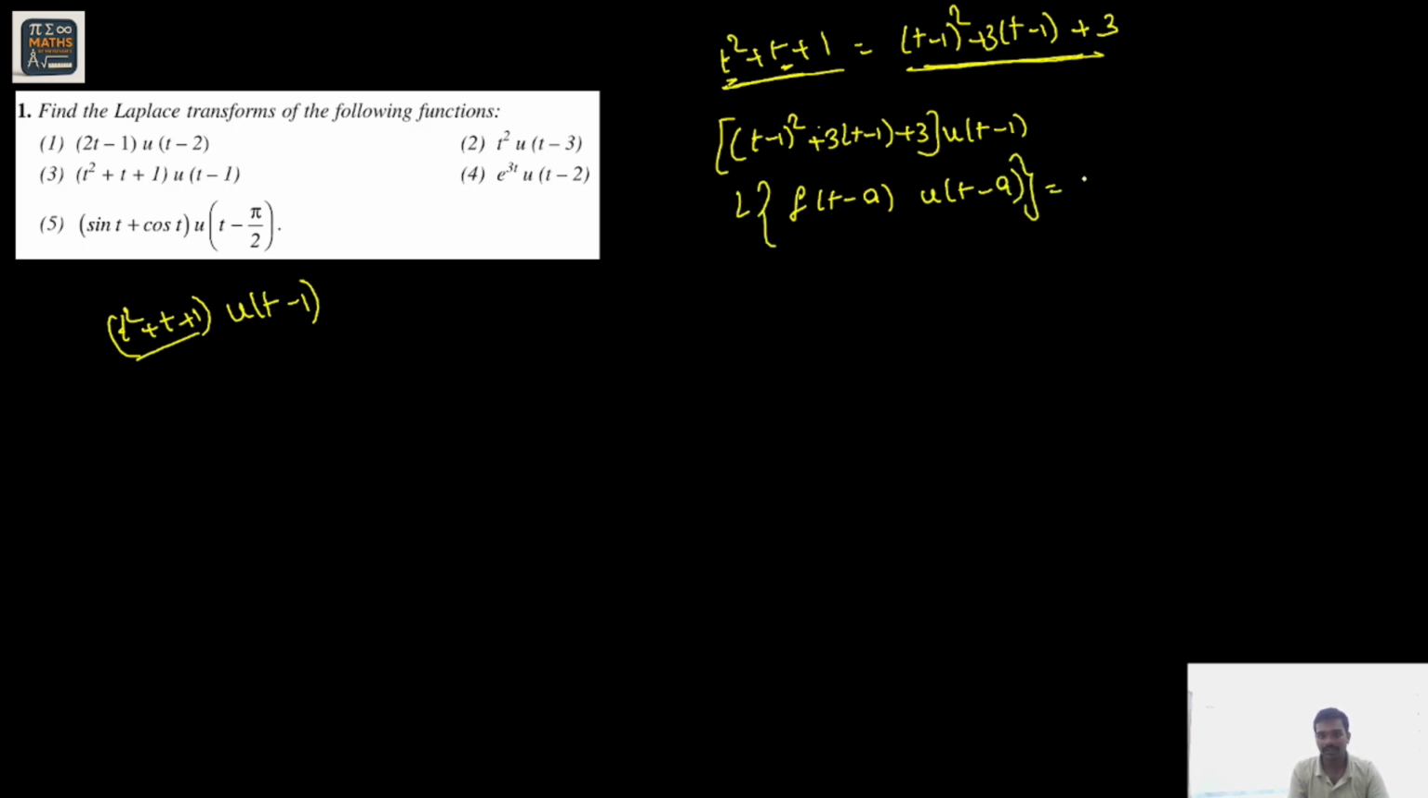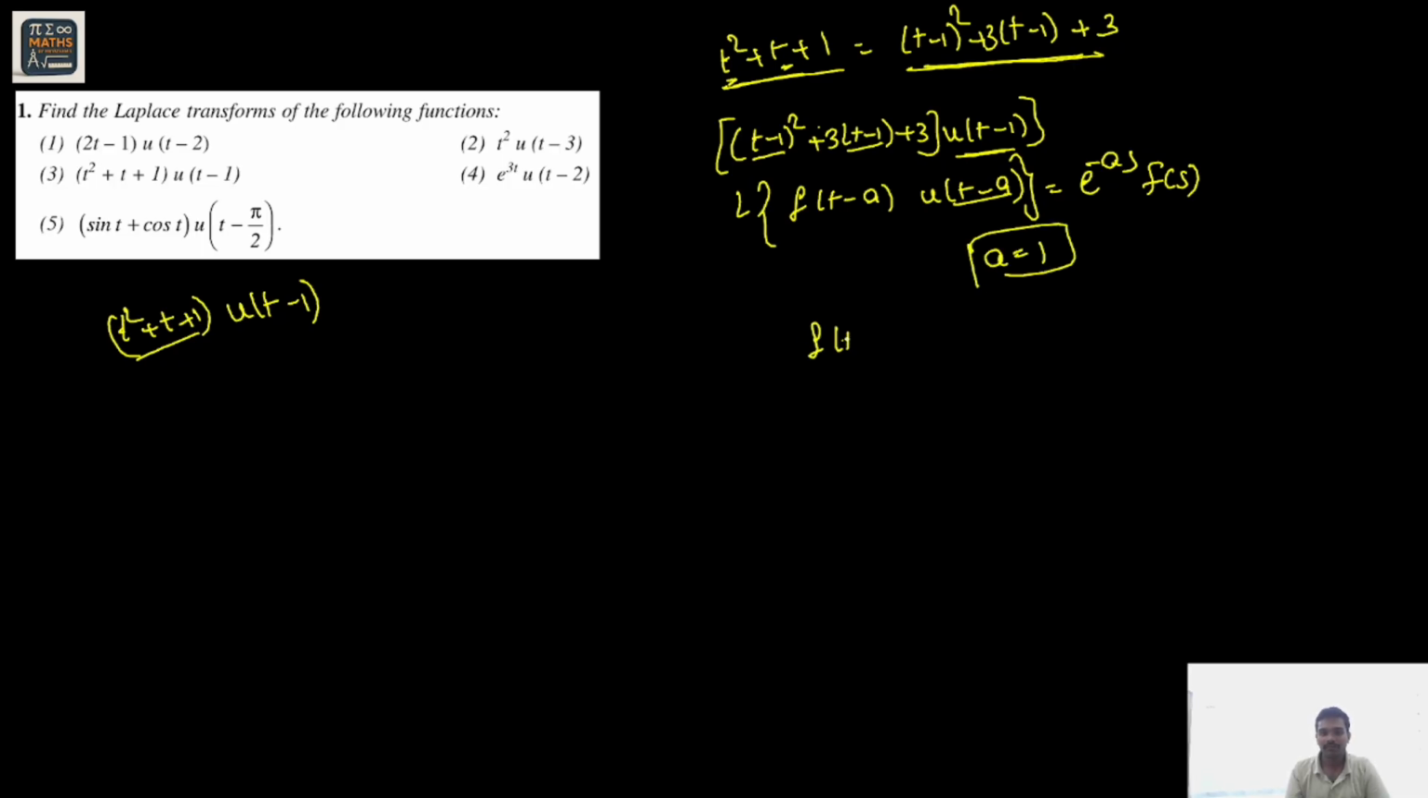Laplace of this term is equal to e power minus as into f of s. Compare this term once: t minus 1 is there. This is the form u of t minus a, with a value u of t minus 1, i.e., u of t minus a form. So these two terms are equal. From this, u of t minus a is equal to u of t minus 1. Comparing these two terms, the a value becomes 1.